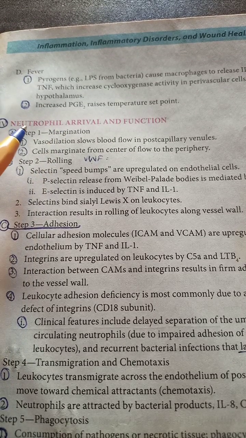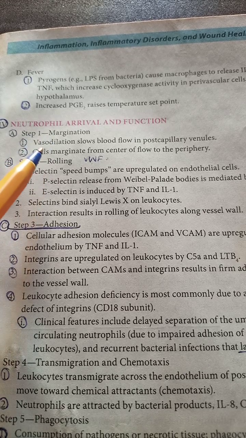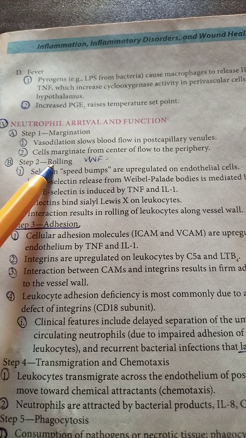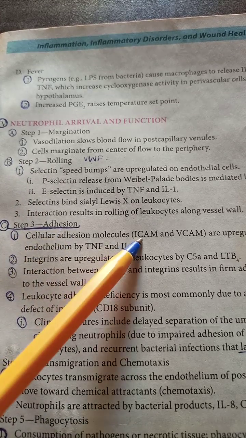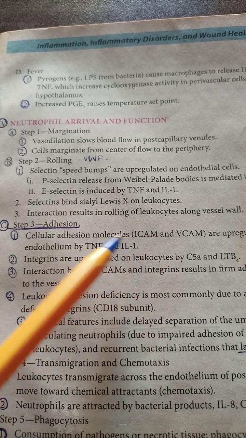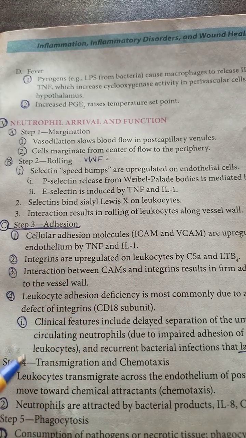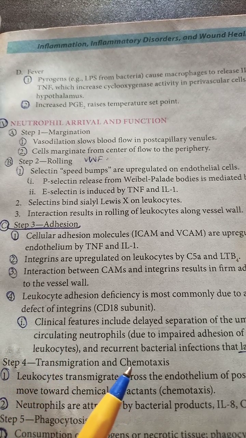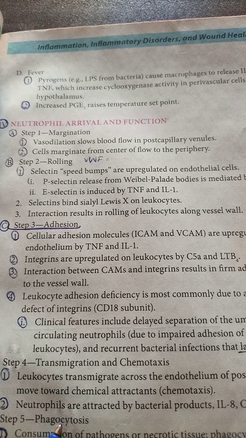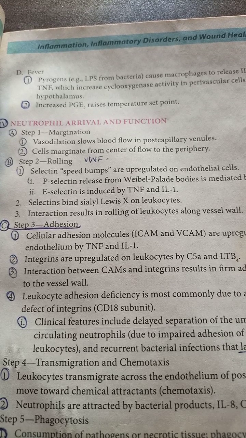Now, what happens? First of all, neutrophils come, margination happens. The neutrophils roll over the endothelium, rolling happens, and then adhesion with the endothelium with the help of ICAM and VCAM receptors, and then integrins. Leukocyte adhesion results in the transmigration or chemotaxis of neutrophils out of vessels, and then migration, and the last one is phagocytosis. Phagocytosis causes eating up of the bacterial toxins by the neutrophils.